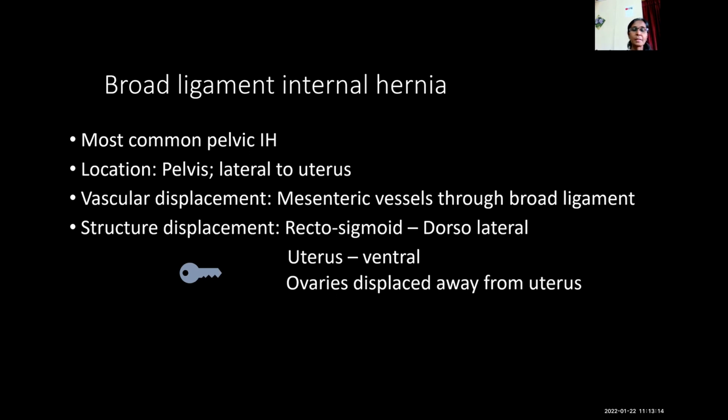There is a fenestral type, there are pouch types. I think that just makes it sound too complicated. A cluster of loops in the pelvis in a female patient, with displacement of the uterus and ovaries away from each other and the rectum posteriorly, think of the possibility of a broad ligament internal hernia.